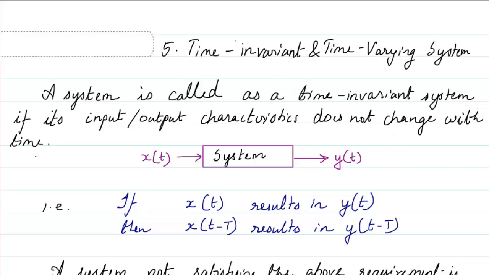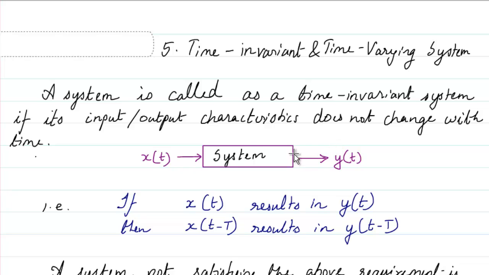As it is shown in the diagram, we have a system in which the input signal is x of t and the output signal that we get from the system is y of t. We must remember that x of t results in y of t. A system is called time invariant if with time the input and the output of the system does not change.